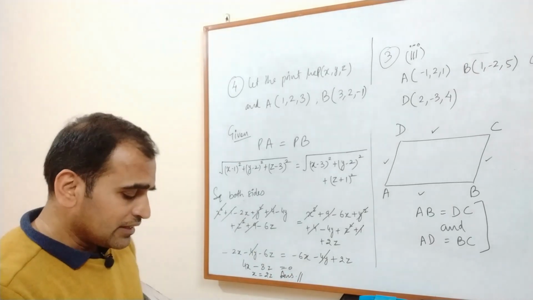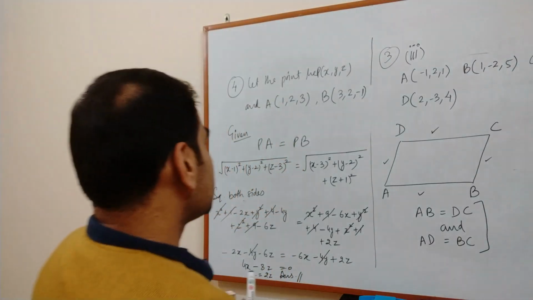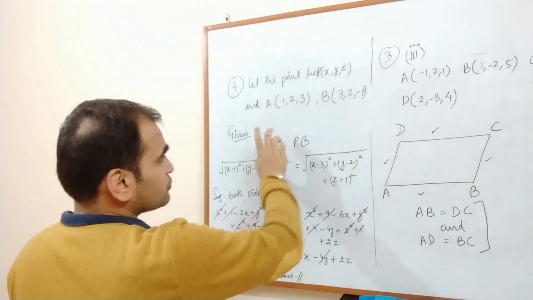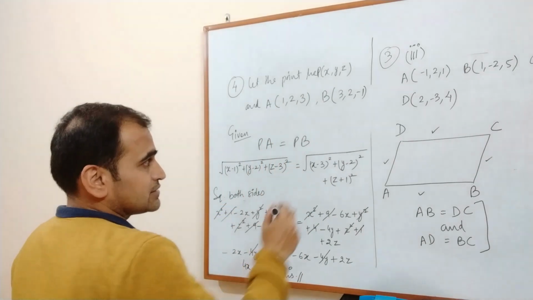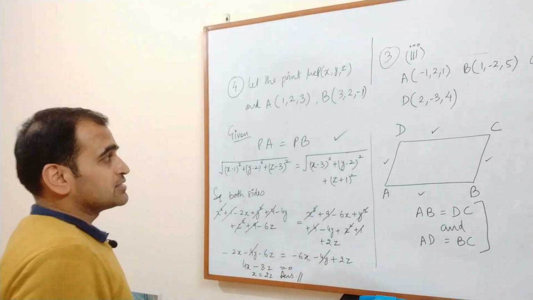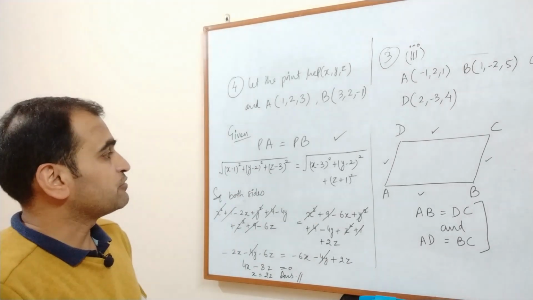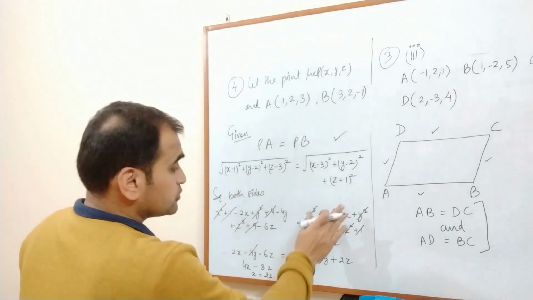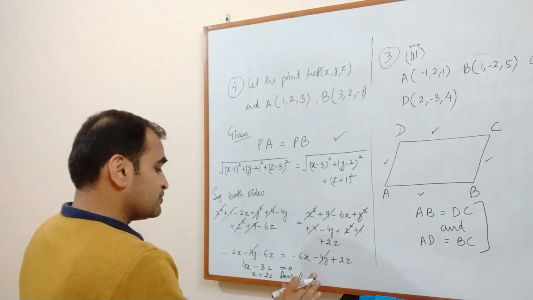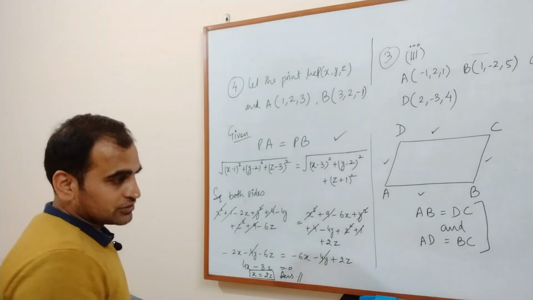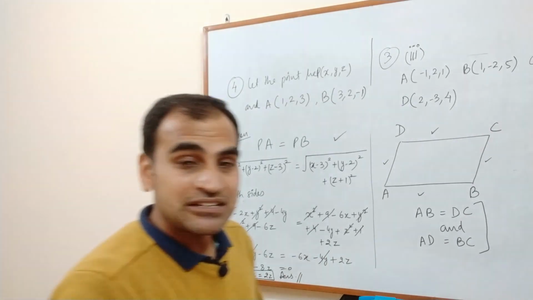So what did we do here? It is given that this point P is equidistant from A and B, so we wrote PA is equal to PB. We applied the distance formula, the distance between P and A and the distance between P and B, and set them equal. Squaring both sides, opening the whole squares, cutting out the similar terms from both sides, finally you will have x is equal to 2z. So this is the required equation, you can see.